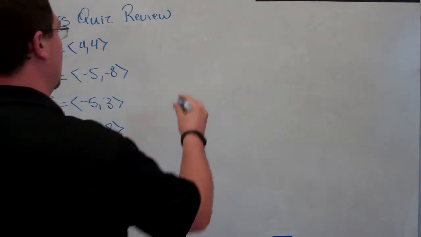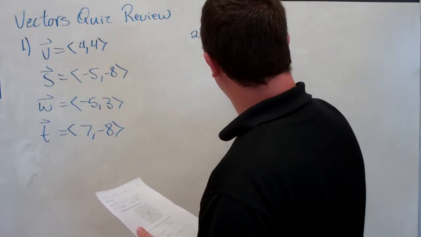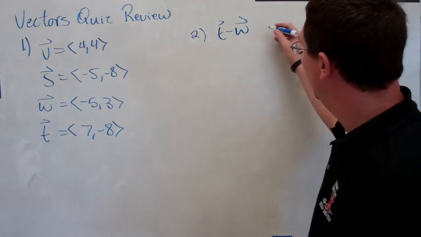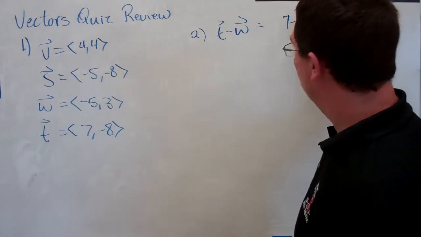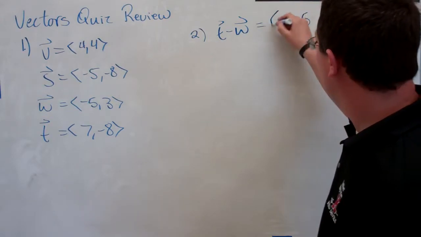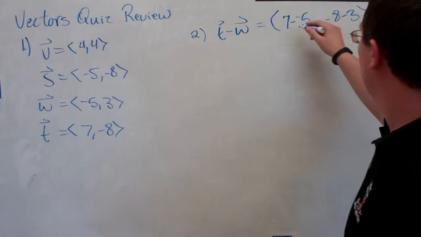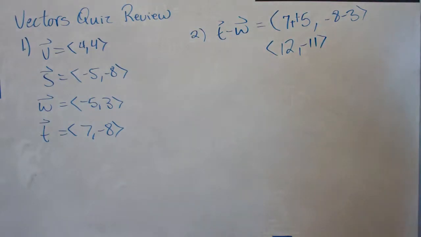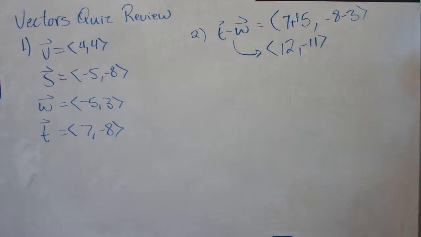Now number 2 says it wants vector T minus vector W. Well, all you simply do is you take T and you subtract W from it. So this is going to be T, which is 7 minus -5. Alright, that's going to be your A. Then you're going to have -8 minus 3. So 7 minus -5 is 12, and -8 minus 3 is -11. So T minus W equals 12, -11. That's all there is to that one.